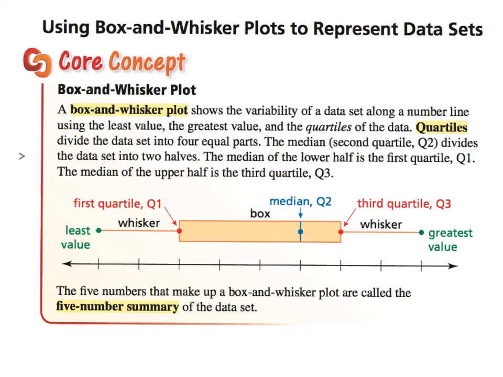The lowest part of the box is called the first quartile. This is the median of the lower half. The third quartile is the median of the upper half. Quartile 2 is the median of all of the data. And then your whisker is made by connecting your least value to the box and the box to the greatest value. The 5 numbers that make up a box and whisker plot are called the 5-number summary. That's the least value, the median of the lower half, the median of all the data, the median of the upper half, and the greatest value.